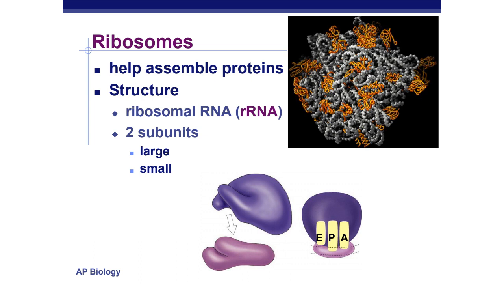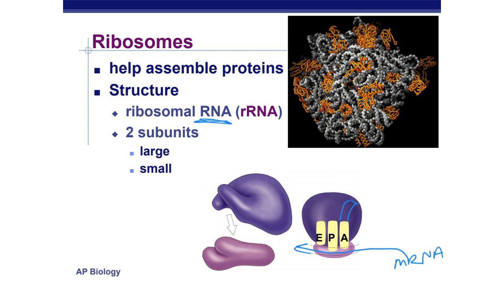Ribosomes are really what's going to help the amino acids link together. So the ribosome is made out of rRNA, or ribosomal RNA. It's made of these two parts, the large and the small subunit. So what will happen is the mRNA will thread between the two units, and then the tRNA will bring amino acids over.